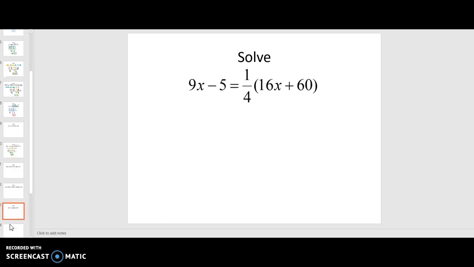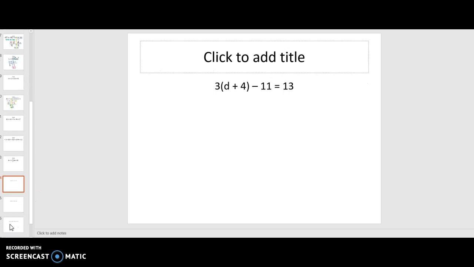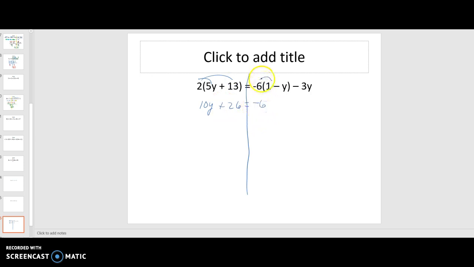So let's see if we can find one more difficult one. All right. So for this one, first thing I'm going to do is do all of my distributing. So 2 times 5y gives me 10y. 2 times 13 is 26 equals negative 6 times 1 is negative 6. Negative 6 times negative y is plus 6y. But I also have to bring down this minus 3y.